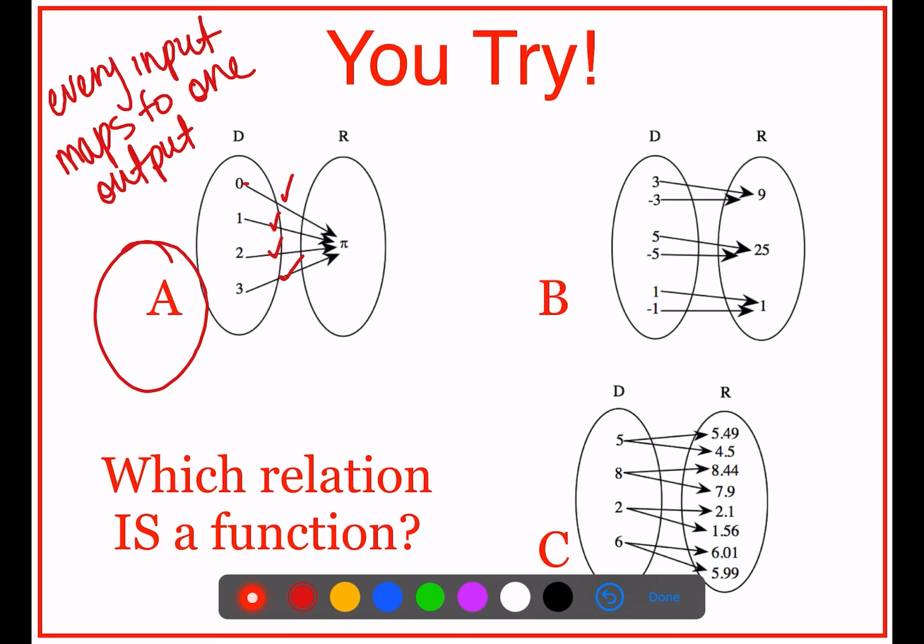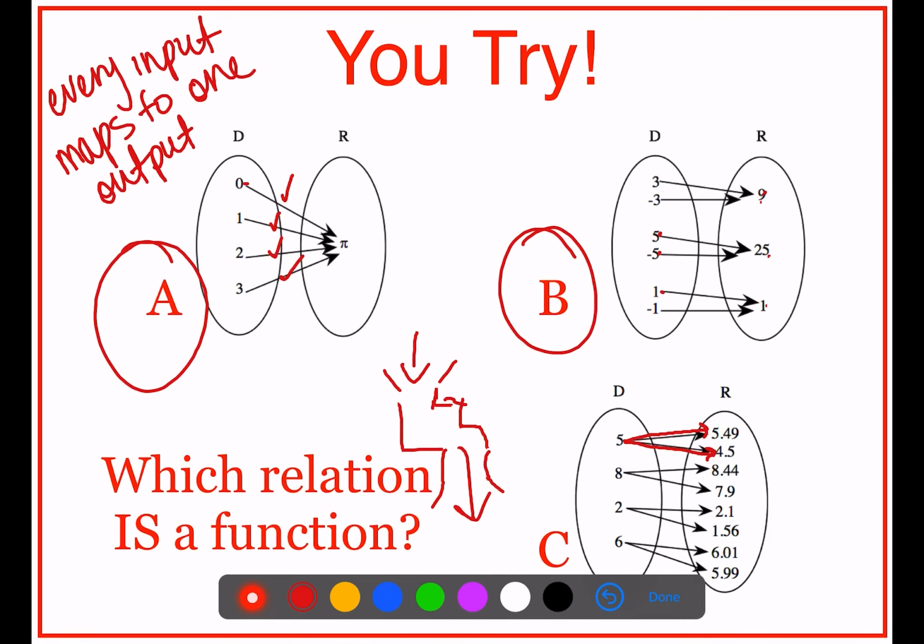Here, 3 only maps to 9, -3 only maps to 9, 5 only maps to 25, -5 to 25, 1 to 1, and -1 to 1. This is also a function. If I look here, 5 maps to 5.49 and 4.5. I can't input 5 into my function machine and get out something different every time. So this is not a function.